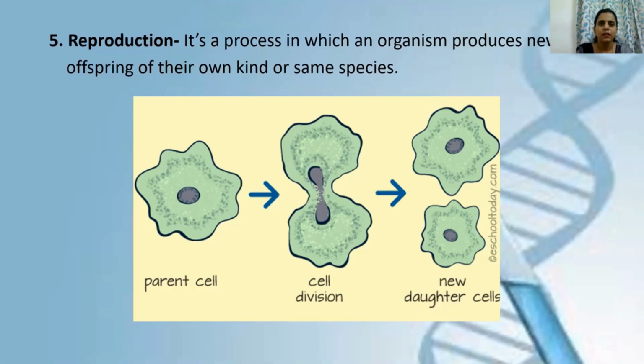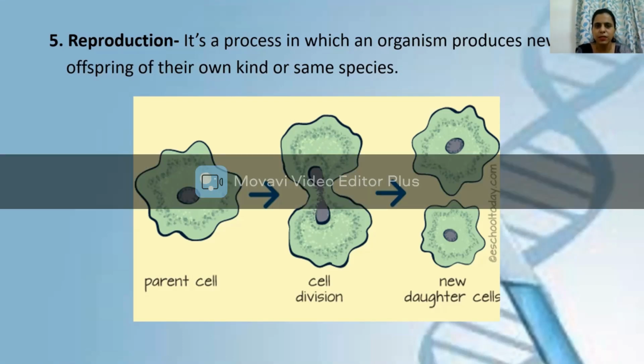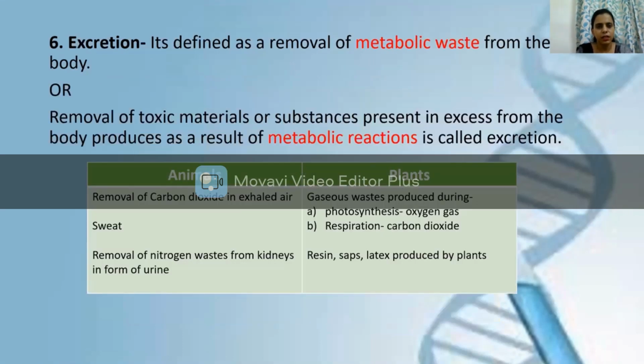That's not possible. A particular organism can give birth to a new offspring or new organism of the same species. Okay, so this is called reproduction. Next is excretion. Again, a very important characteristic of life.